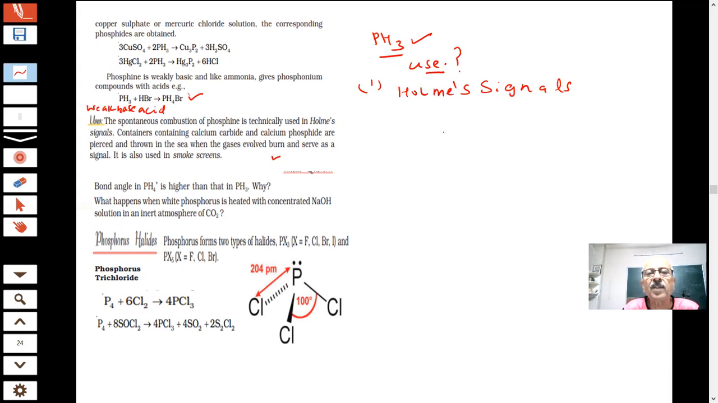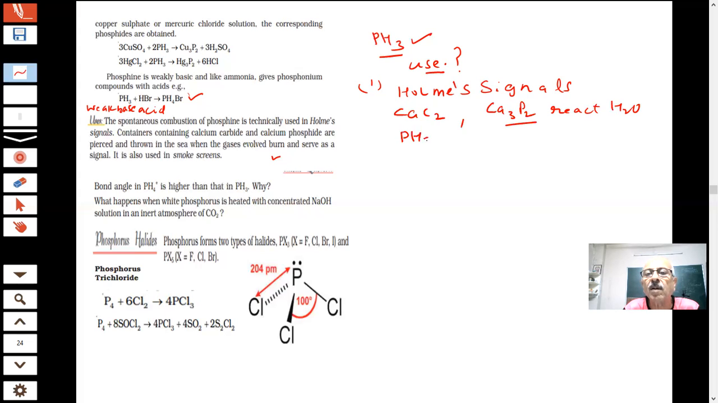Containers which contain calcium carbide and calcium phosphide. What will happen when calcium carbide and calcium phosphide react with water? What gas do they liberate?